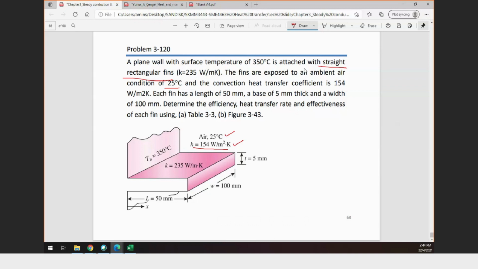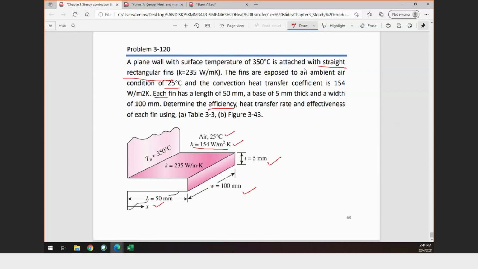Okay, it seems that there are many fins, but they only ask you to calculate one single fin. Each fin has a length of 50 millimeter, so this means L is 50 millimeter. The base of the fin is 5 millimeter thick. This is the length, this is the thickness, and the width of the fin is 100 millimeter. So you have all the geometry of the fin. Determine the efficiency.